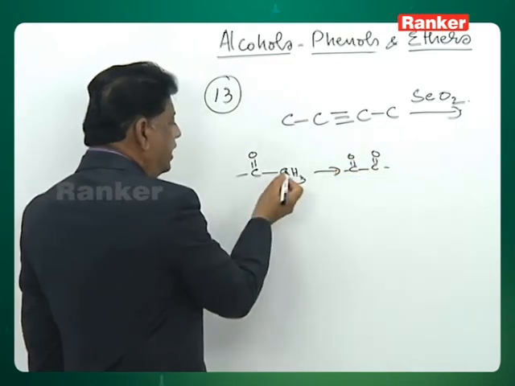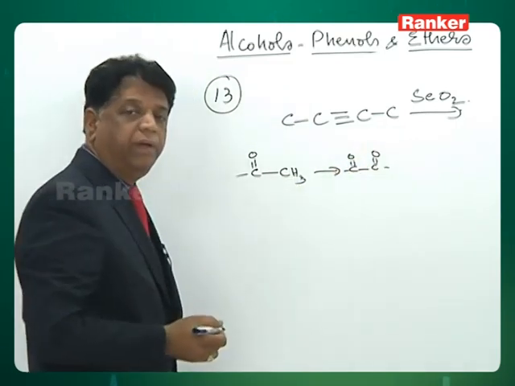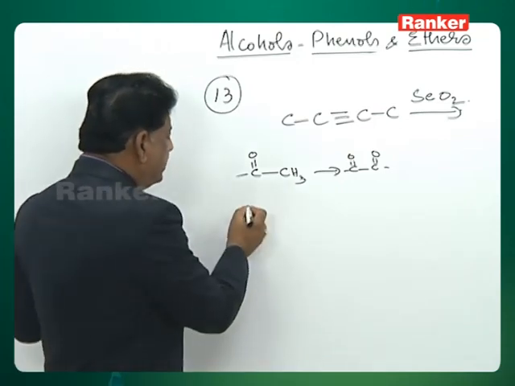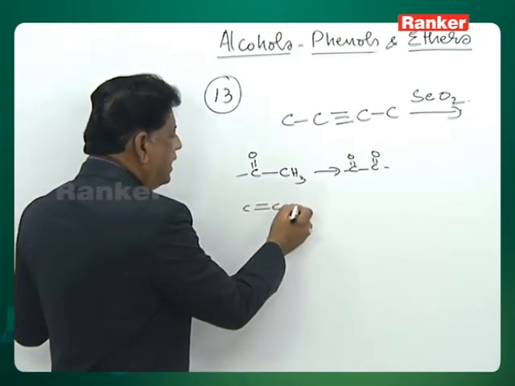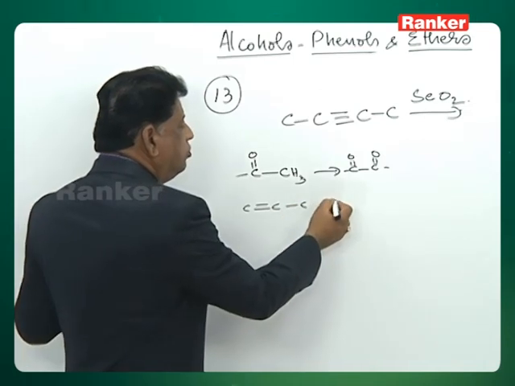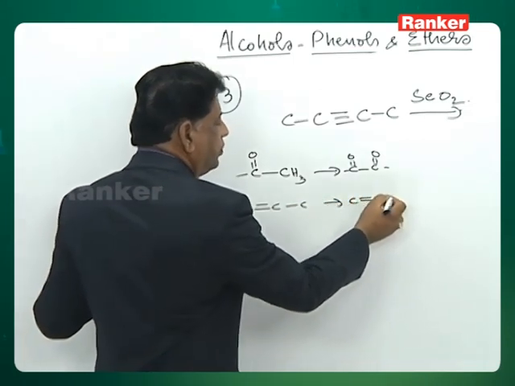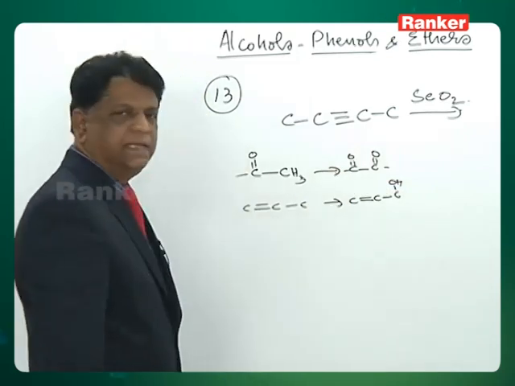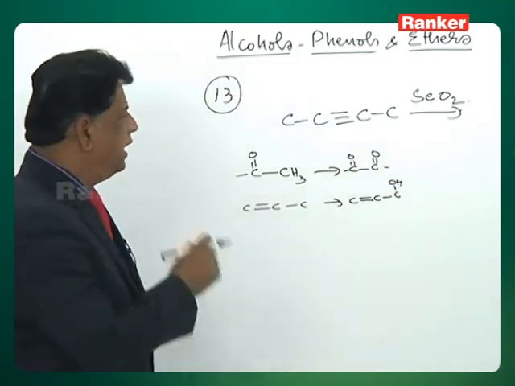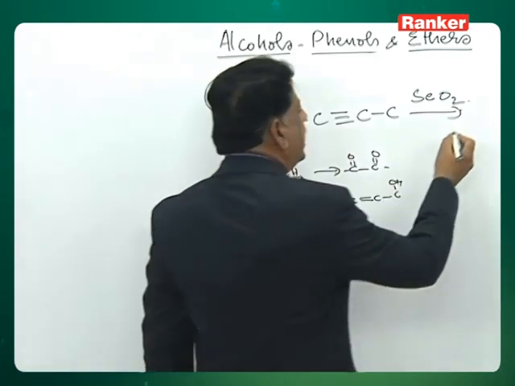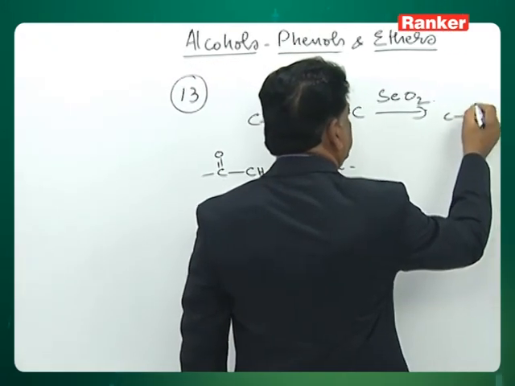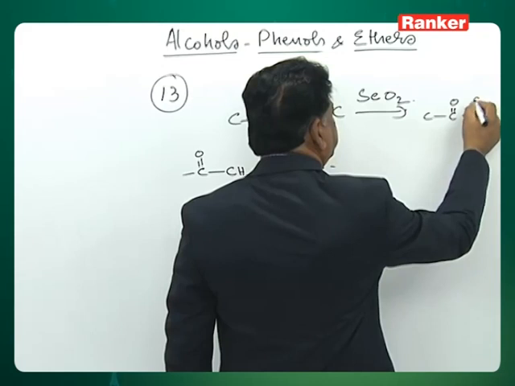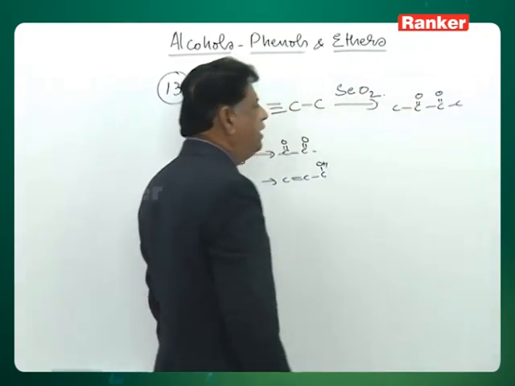If keto is there, it oxidizes the side chain into keto. If there is an alkene and an allylic carbon is there, it gives a hydroxylation also. So these two reactions have no connection. In a similar way, selenium dioxide converts a triple bond into the dione. This is the reaction.